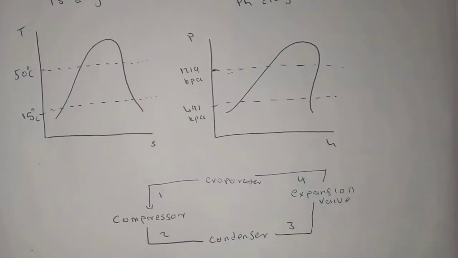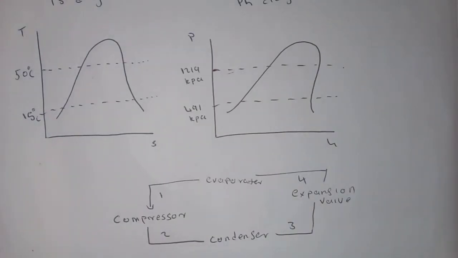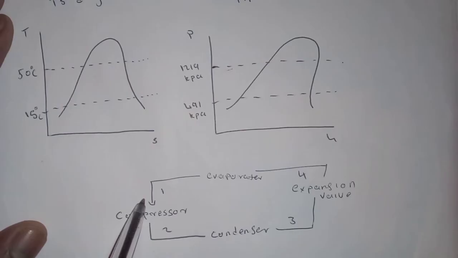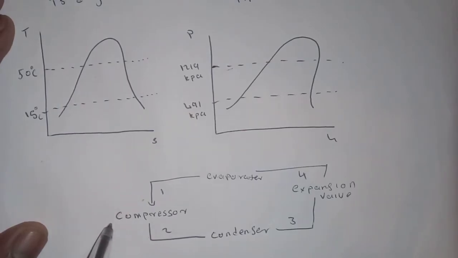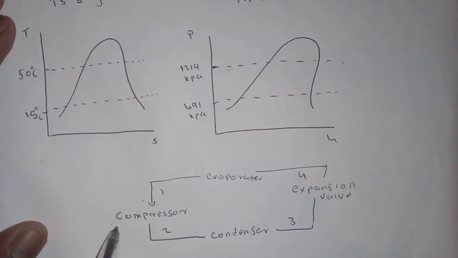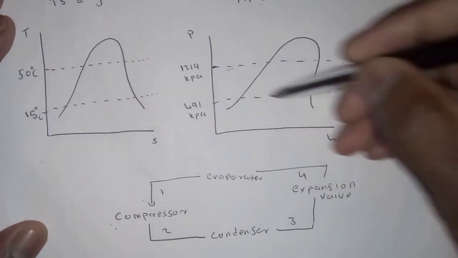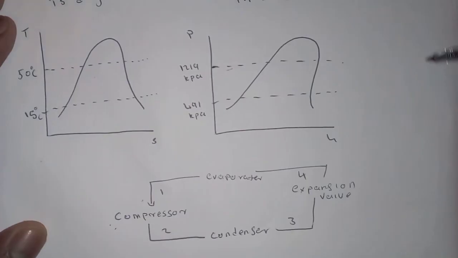They say the Freon 12 refrigerant is assumed to be dry saturated at the beginning of compression. At the beginning of compression, it's assumed to be dry saturated. It's low pressure because it's before the compression. We know the compressor is the one that will raise the pressure. So we're dealing with this pressure. They say it's dry saturated.